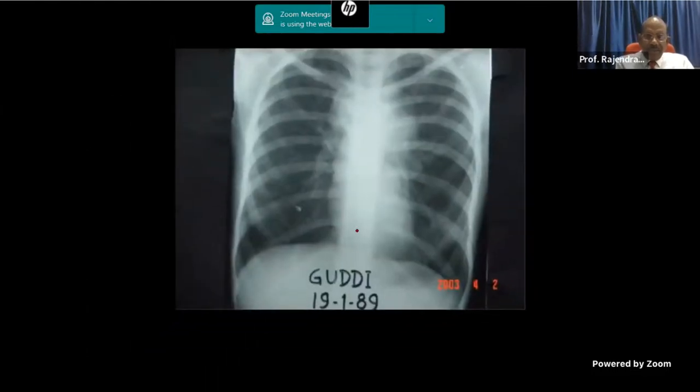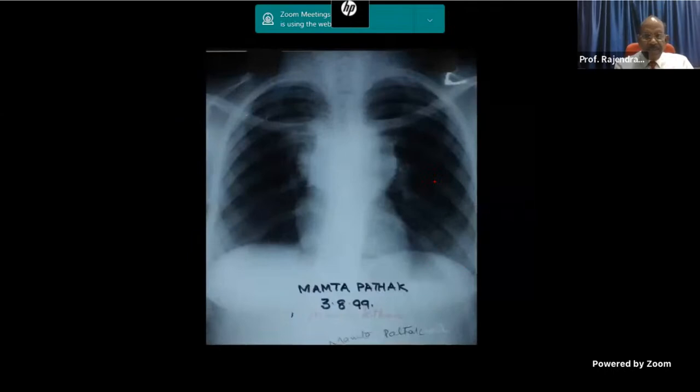Then another one: multiple lymph nodes like multiple potatoes put in the mediastinum, and these are multiple mediastinal lymph nodes. In India, many times they turn out to be tubercular. This is another mediastinal shadow, where the mediastinum appears to become prominent.